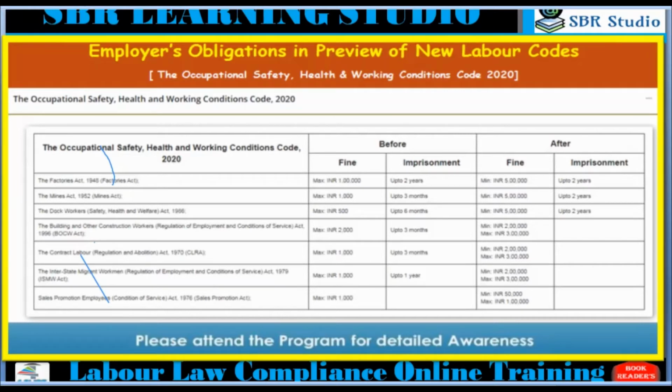But when this code on occupational safety, health, and working conditions is implemented, the scenario is going to be totally changed. The minimum fine for a single obligation, which was 500 rupees, has been increased to 50,000 rupees, and the maximum, which was only 1 lakh rupees, is increased to 5 lakh rupees. And imprisonment has been up to 2 years, so you can also consider this maximized at a straight 2 years.